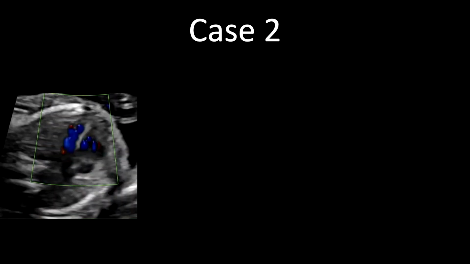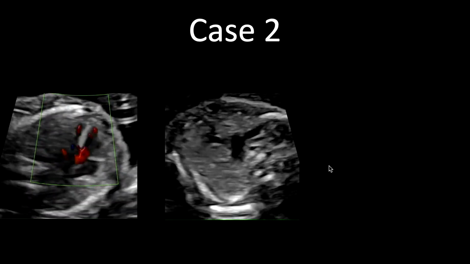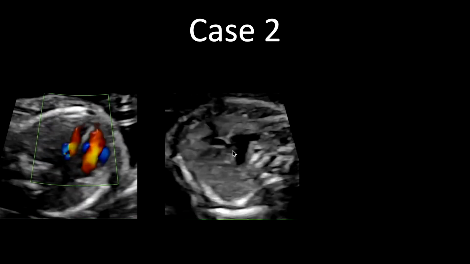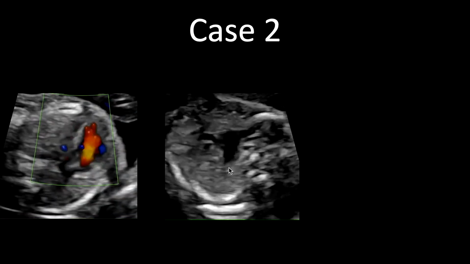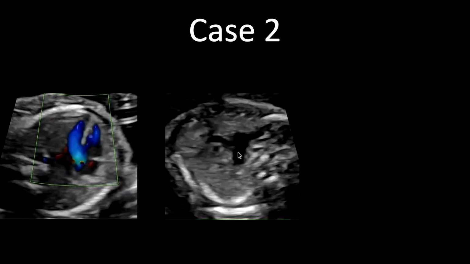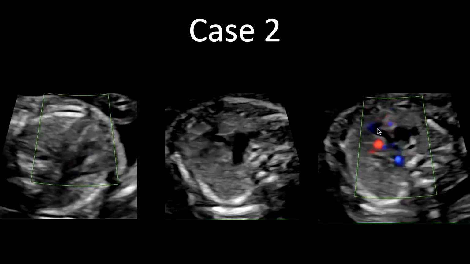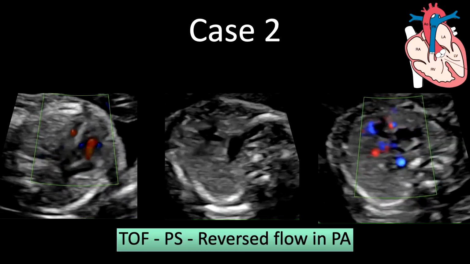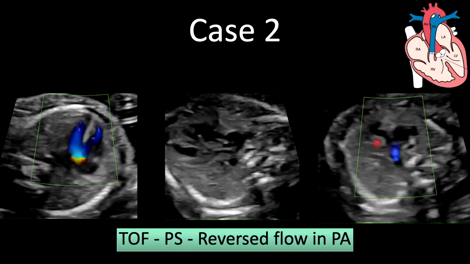Aortic override. Yeah? Next is the 3-vessel trachea view in grayscale. Here's the pulmonary artery, and here's the aorta. So what do you think here? Very small pulmonary artery, right? Looks like a branch coming out from the aorta. We put color Doppler, and there's reverse flow at the level of the 3-vessel trachea view. So this is a tetralogy of Fallot with pulmonary stenosis, reverse flow in the pulmonary artery.